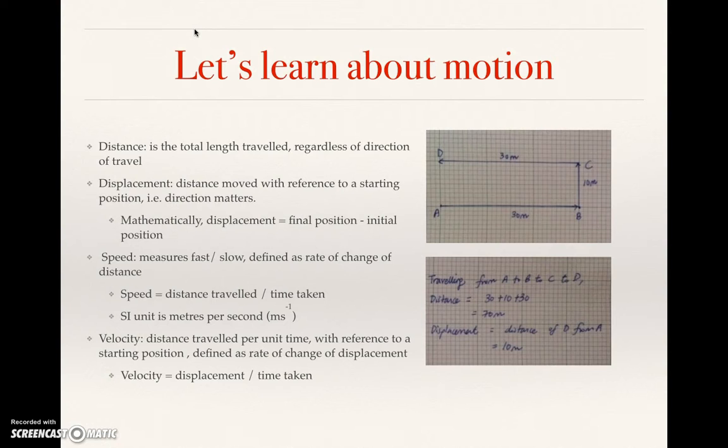Speed measures how fast or slow and is defined as the rate of change of distance. Speed is hence the distance travelled over the time taken. The SI unit, or the International System of Units, for speed is meters per second. Velocity, on the other hand, measures distance travelled per unit time with reference to starting position. It is hence defined as the rate of change of displacement. Velocity hence equals displacement over time taken.